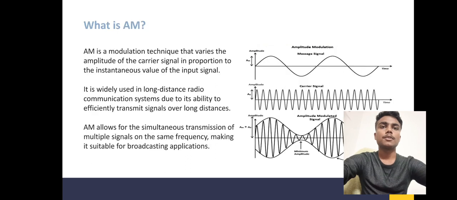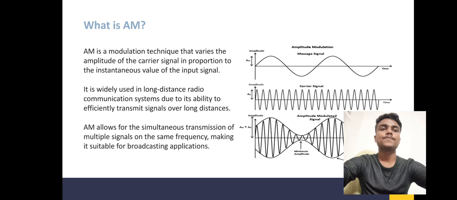What is amplitude modulation? Amplitude modulation is a modulation technique that varies the amplitude of the carrier signal in proportion to the instantaneous value of the input signal. It is widely used in long-distance radio communication systems due to its ability to efficiently transmit signals over long distance. Amplitude modulation allows for simultaneous transmission of multiple signals on the same frequency, making it suitable for broadcasting applications.